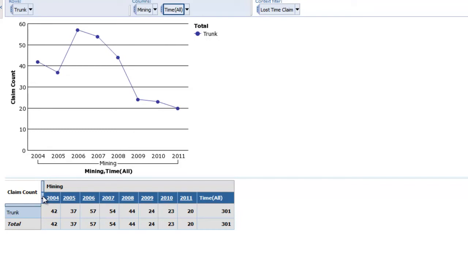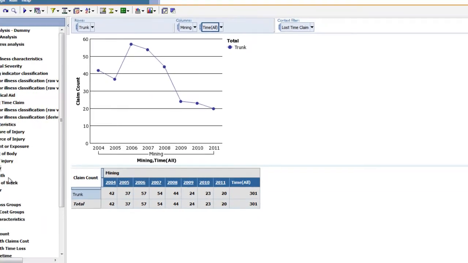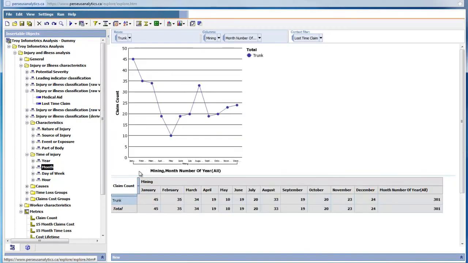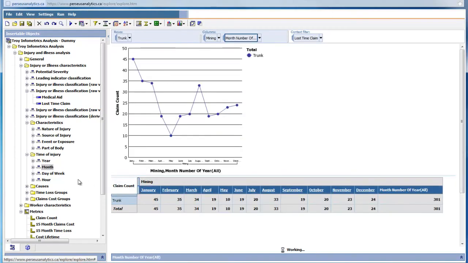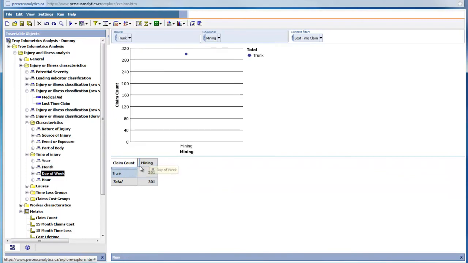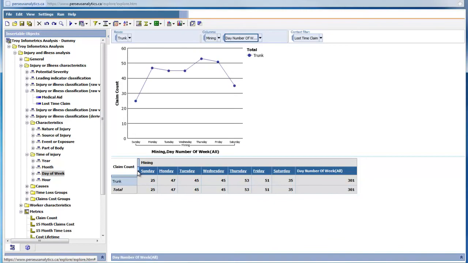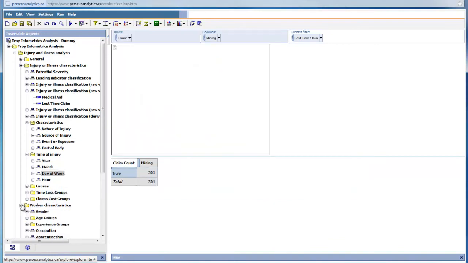Is there a trend in terms of the month of occurrence? Let's examine claims by month. Yes, there seems to be. There are more injuries in the winter months. Is there a trend by day of the week? Injuries are most frequent on Thursdays and Fridays. Interesting. This is important information for those in charge of designing interventions to prevent injuries to the trunk.